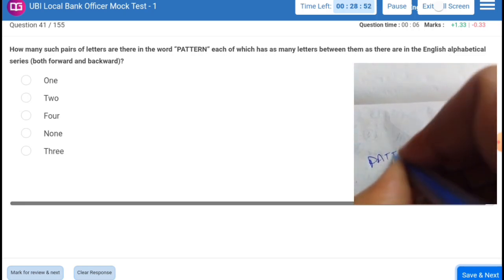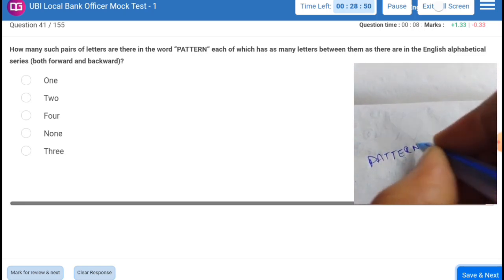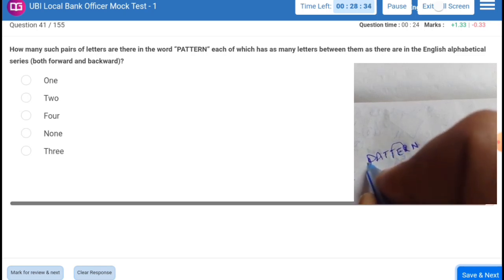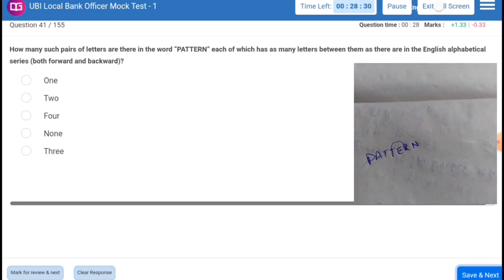So, pattern. P Q R S T U V A B C D E F T U V W X N O P Q R S T R S T U V W E F G H I T U V W T U V A B 1.